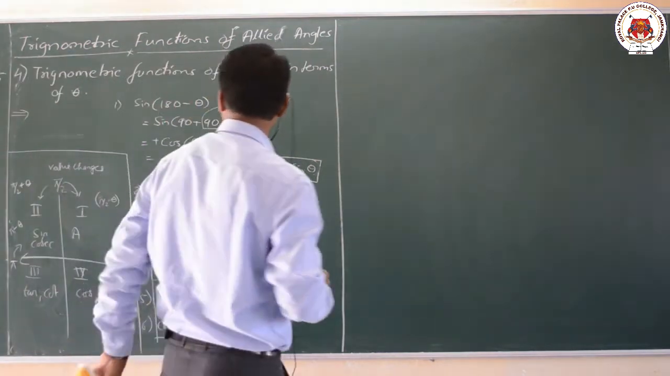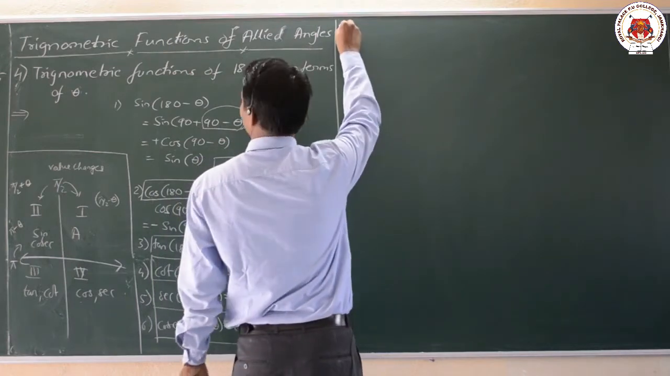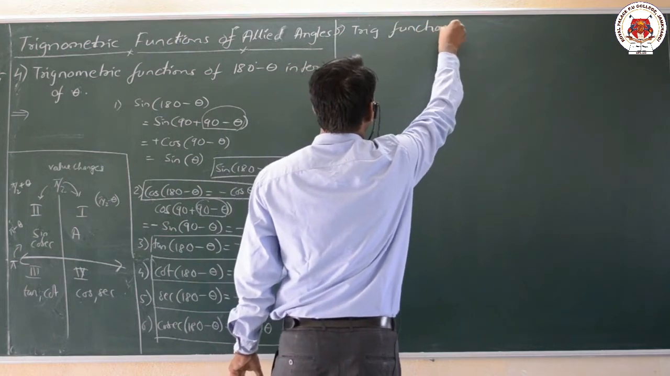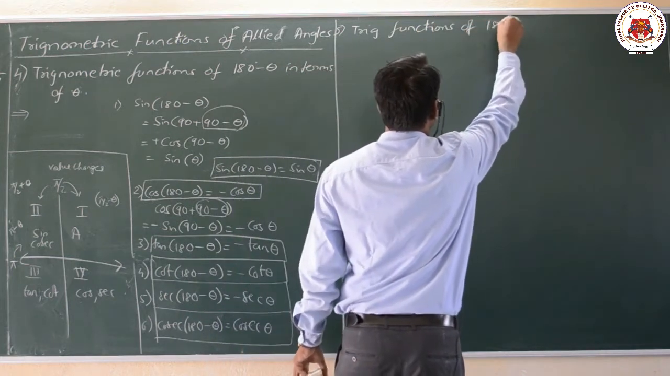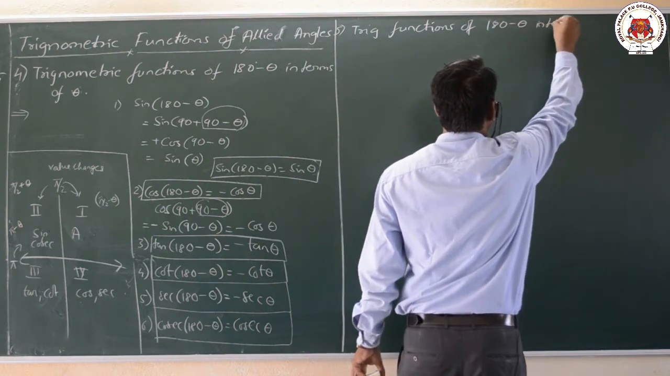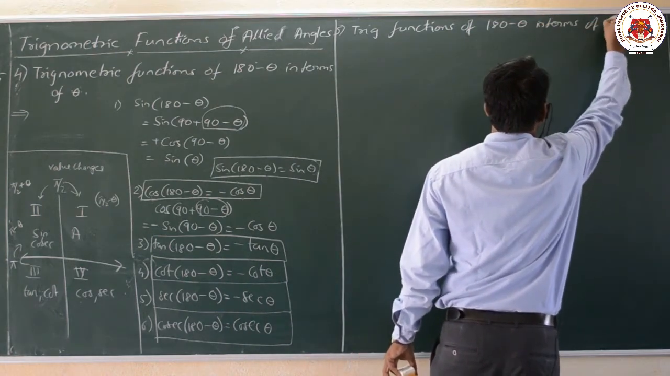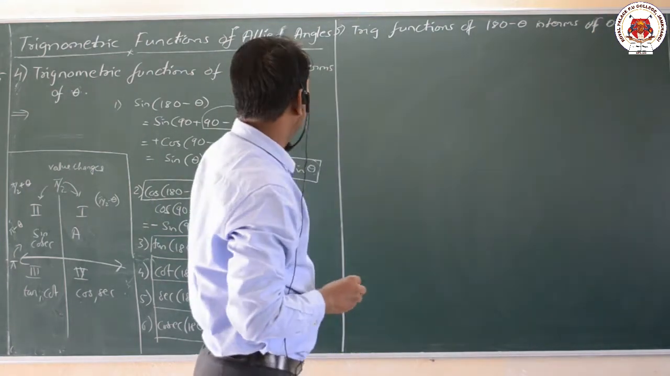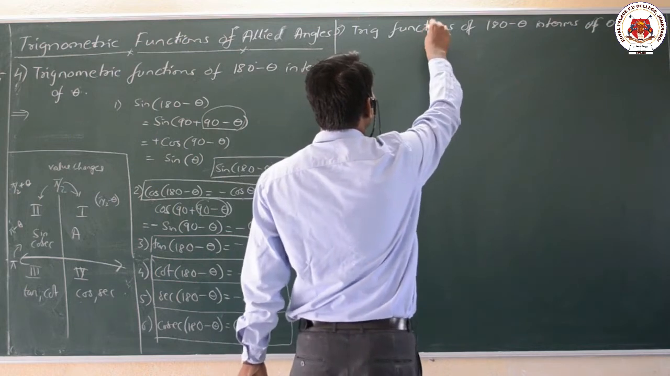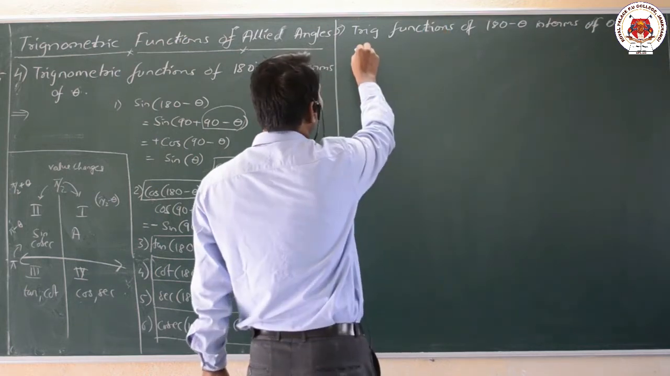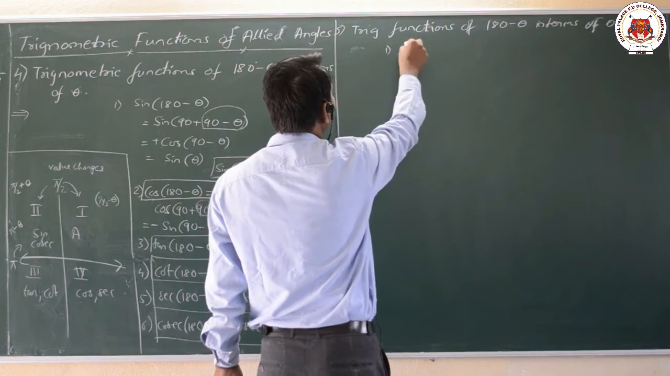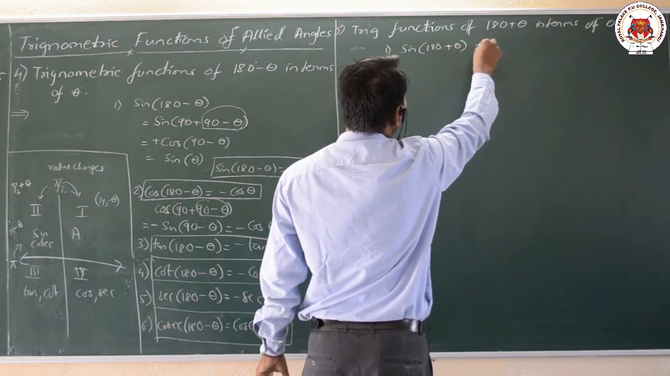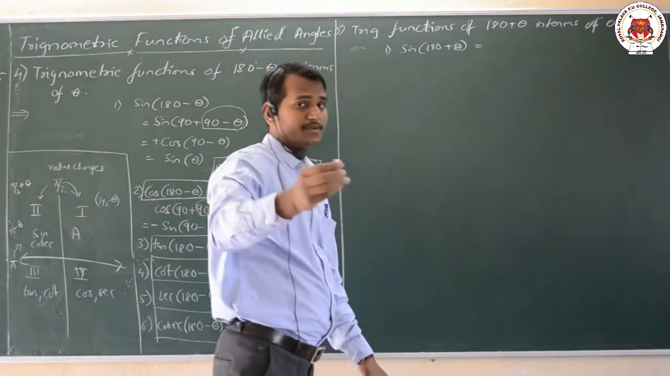Okay, now let us begin with the next thing, the fifth one, trigonometric functions of 180 plus theta in terms of theta, which we shall learn here. Directly I will solve it. The first one is sine of 180 plus theta. Very, very simple it is.